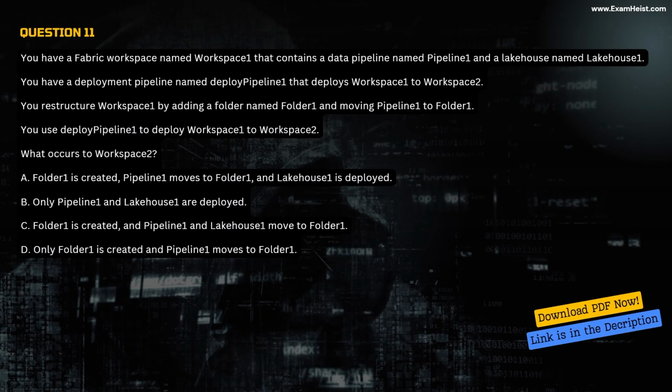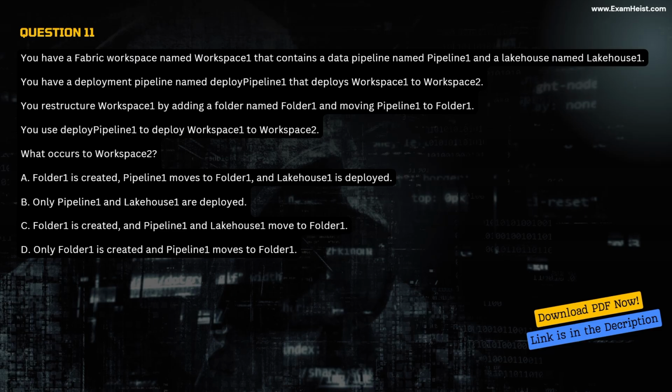You have a Fabric workspace named Workspace 1 that contains a data pipeline named Pipeline 1 and a lakehouse named Lakehouse 1. You have a deployment pipeline named Deploy Pipeline 1 that deploys Workspace 1 to Workspace 2. You restructure Workspace 1 by adding a folder named Folder 1 and moving Pipeline 1 to Folder 1. You use Deploy Pipeline 1 to deploy Workspace 1 to Workspace 2. What occurs to Workspace 2?